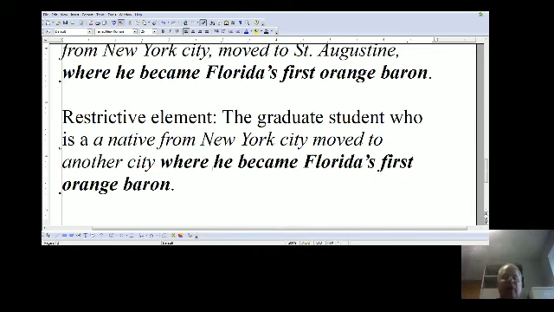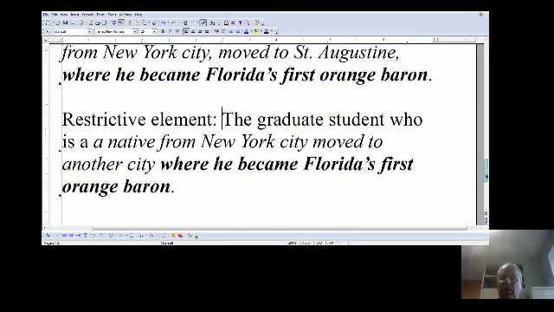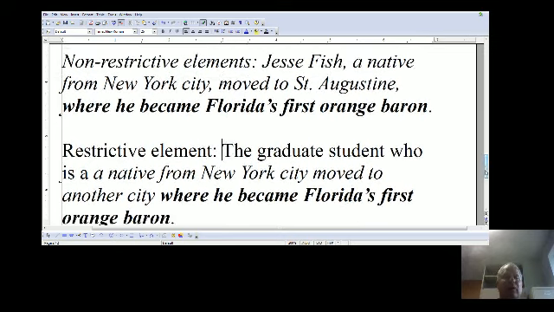In this case, I have no commas in the sentence. Now remember, when I'm reading the sentence, I'm pausing, right? Some people think, well, if I pause when I'm reading, I'm using a comma. Let's read it. The graduate student, who is a native from New York City, moved to another city where he became Florida's first Orange Baron. So I can certainly pause after certain ideas in this sentence, but the pauses don't indicate necessarily that I need a comma.